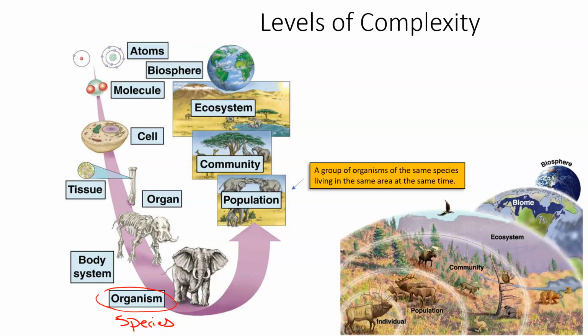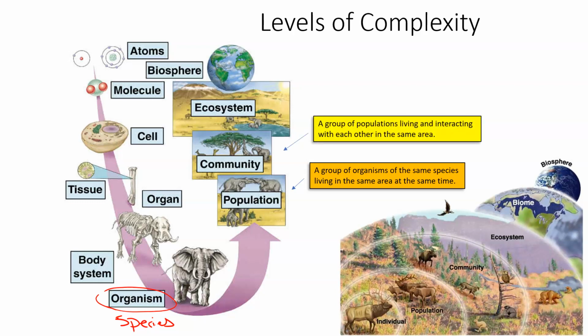So in our example, if the organism level is a single elephant, then a group of elephants will make up a population. The population doesn't take into consideration any other species or any plant organisms. It is simply a group of elephants, in this case, in the same place at the same time. If we bring in other species or other groups of organisms, then we get into a community.